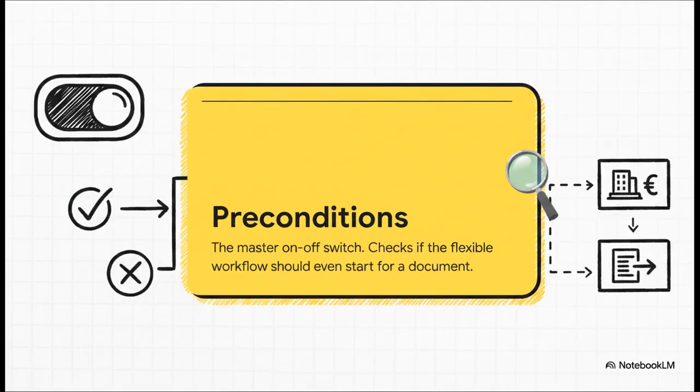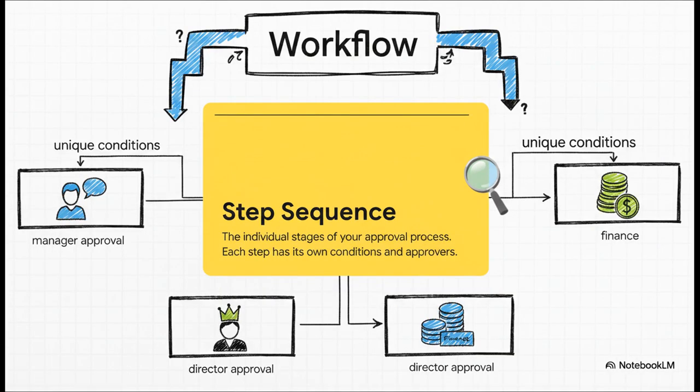Next, we've got preconditions. Think of this as the master on-off switch, or maybe like the bouncer at the club door. Before any approval steps are even looked at, the system checks these preconditions. For example, you could say this workflow only applies to purchase requisitions from company code 1000. If a document doesn't meet those criteria, the workflow doesn't even start. Simple as that.